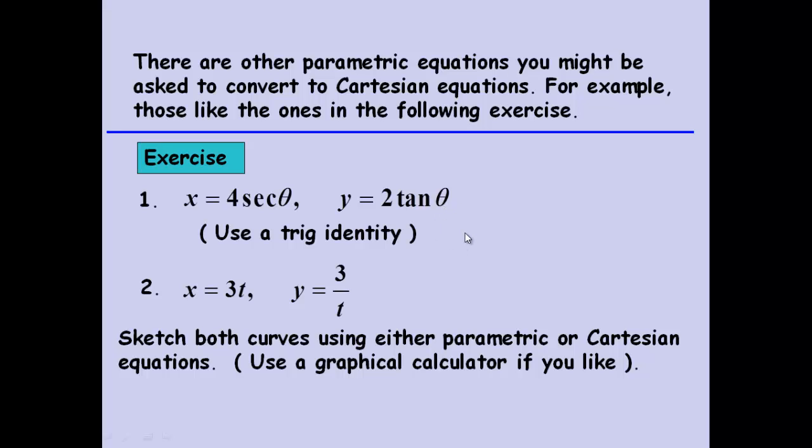Okay, have a go at these yourself. I'll show you the answers in a minute. If you're successful at this, then you're ready for the lesson. Feel free to use a graphical calculator to help you with this.